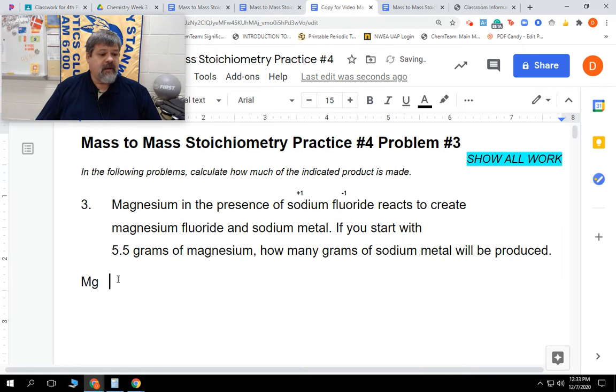So our magnesium metal plus our sodium, which is Na, and fluorine is F. So there we go. There's our first part.